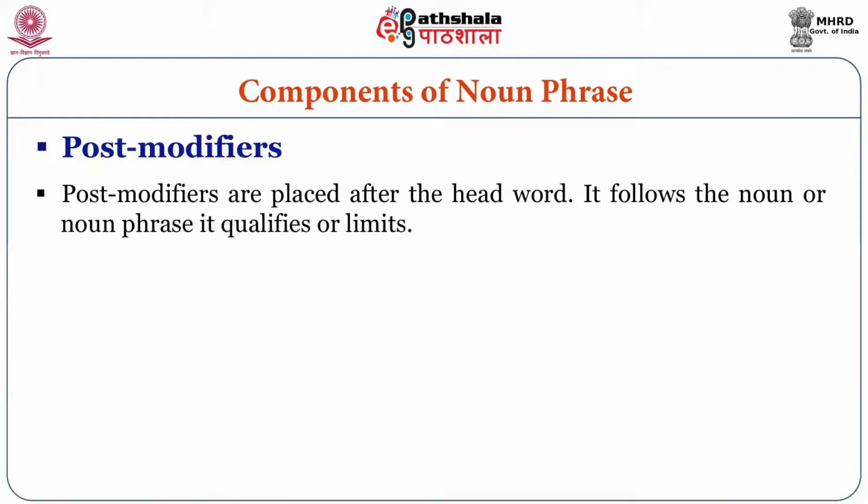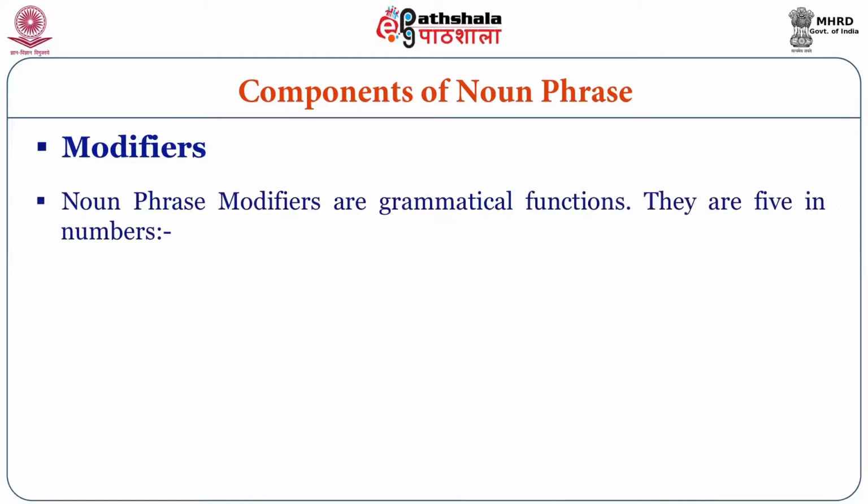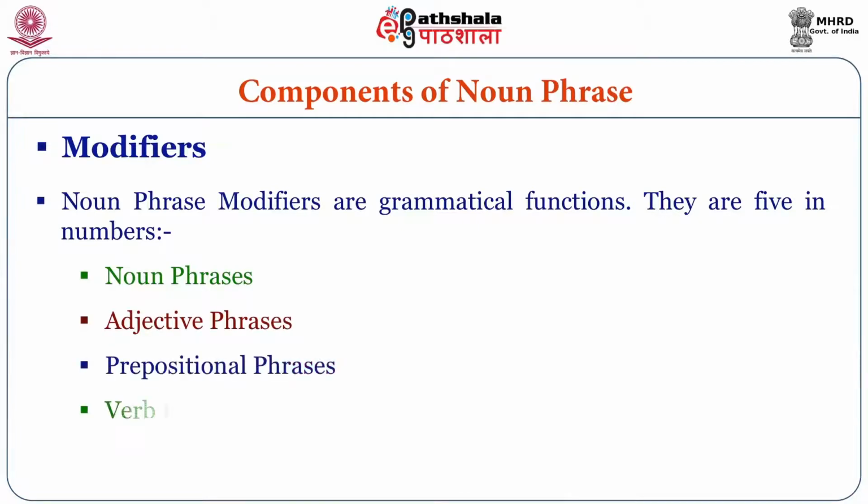Post modifiers are placed after the head word. It follows the noun or noun phrase it qualifies or limits. The bedroom upstairs. This upstairs shows the post modifier. Noun phrase modifiers are grammatical functions. They are 5 in number: noun phrase, adjective phrase, prepositional phrases, verb phrases, and adjective clauses.